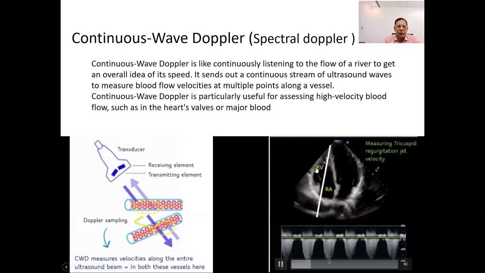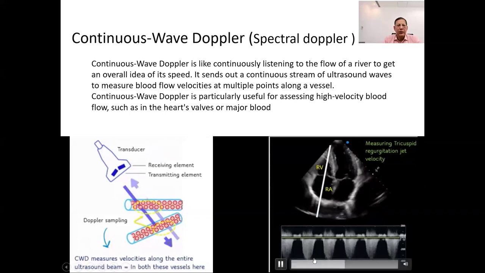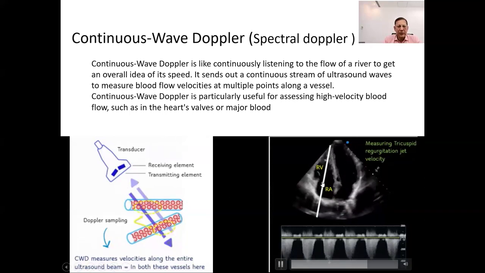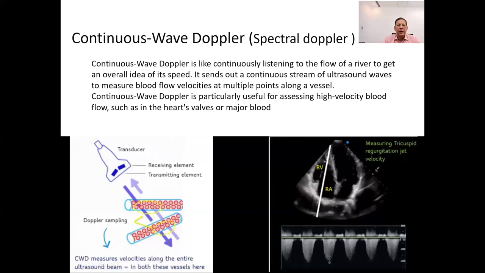The advantage of continuous wave Doppler over pulsed wave Doppler is that it is particularly useful for assessing high velocity blood flow, such as in heart valve abnormalities, as there is no upper limit, and it can measure the blood velocity without any limit. So we use continuous wave Doppler only when pulsed wave Doppler cannot measure that high velocity blood flow accurately.